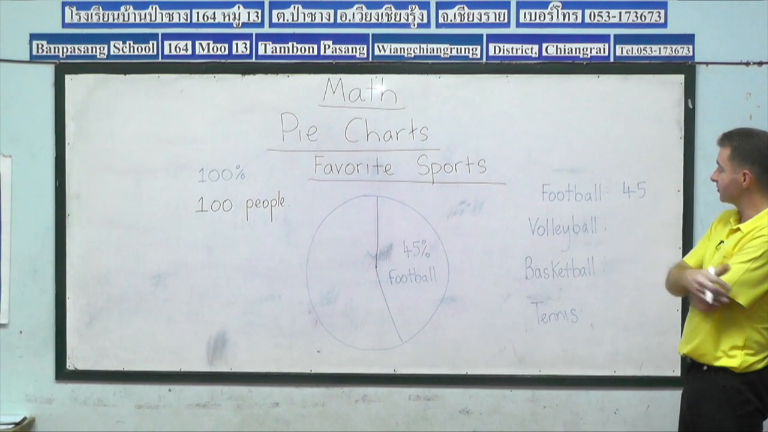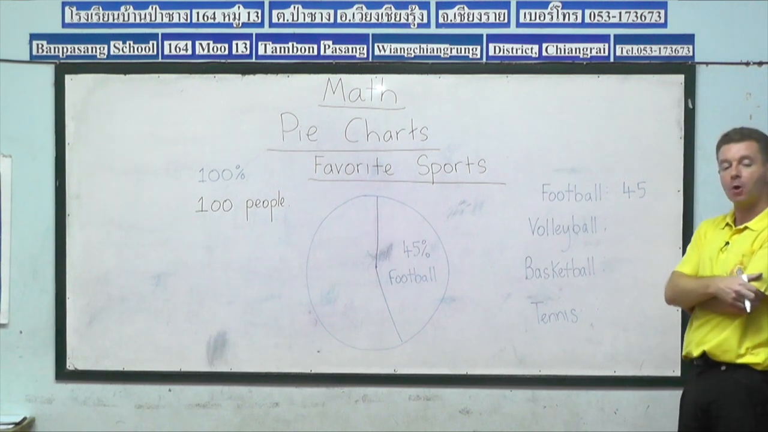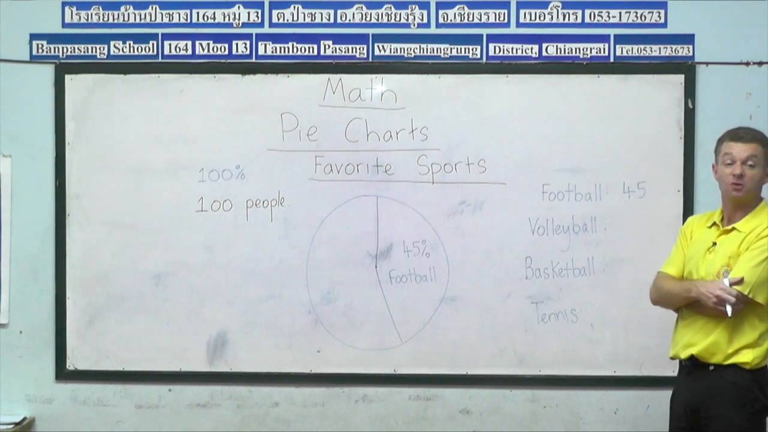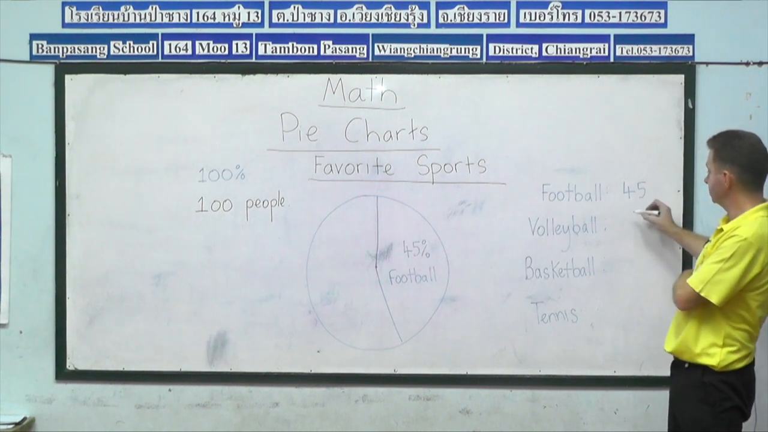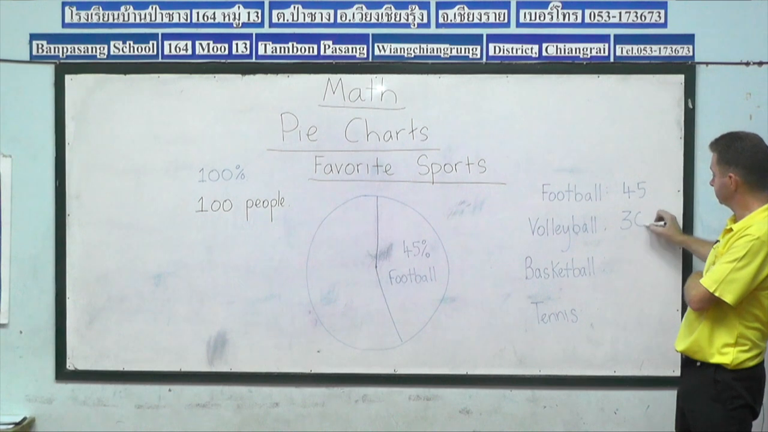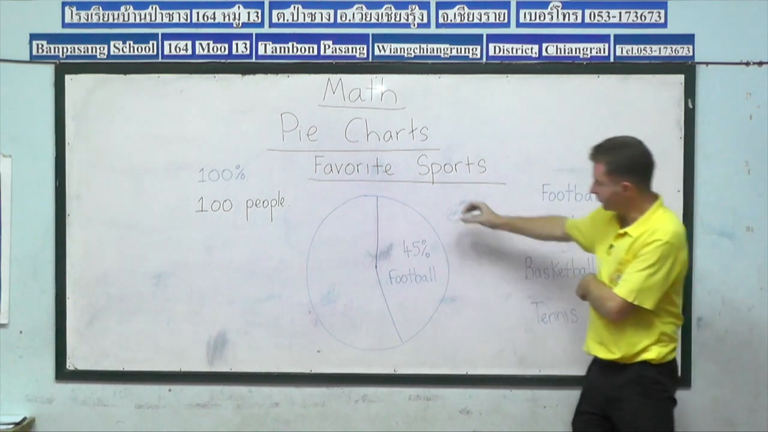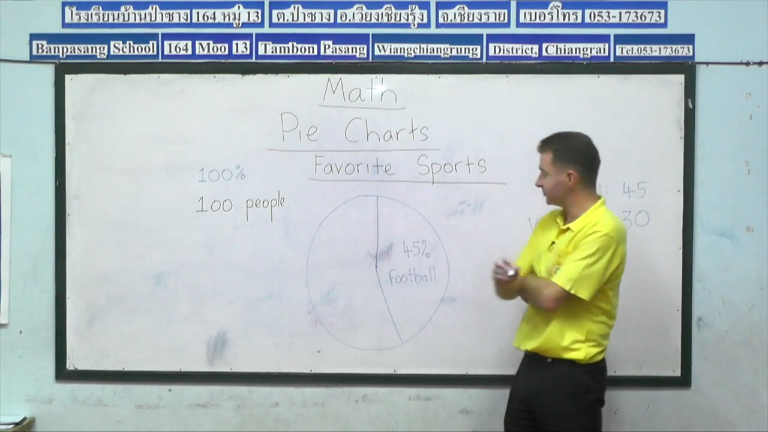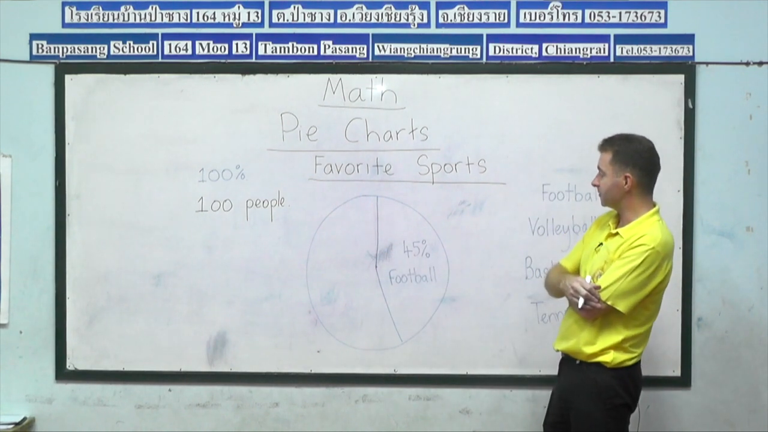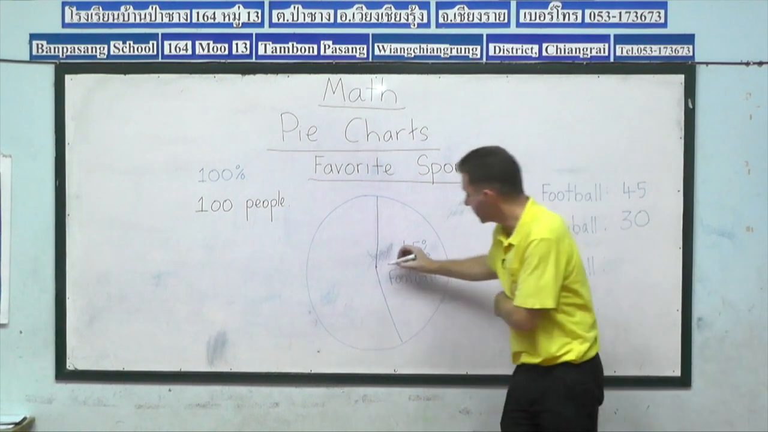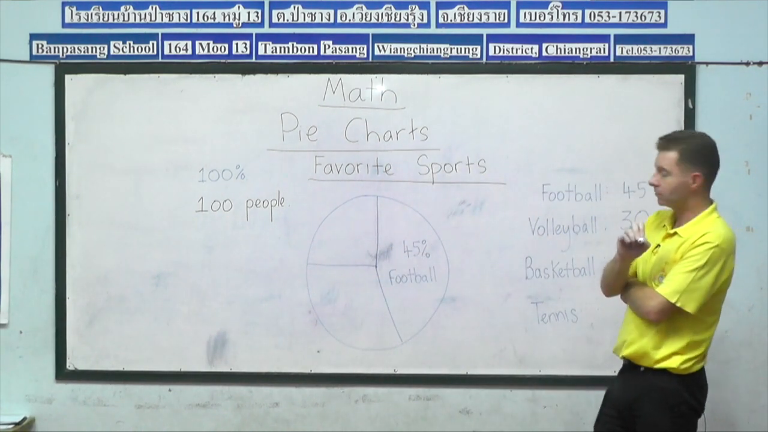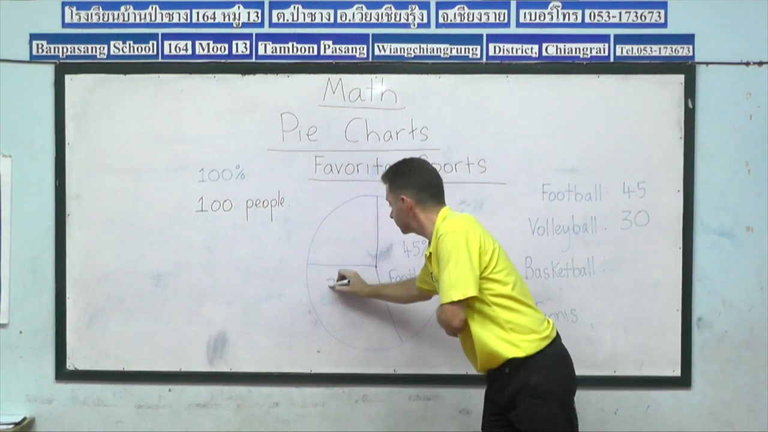And now we can move on to the next sport. So how about volleyball? How many people? 30. So less than football, but still quite a lot. So 30. So what we do now is we've got to 45% here. We need to go from 45% to 30%, which I think will be around here, like this. So 30%.